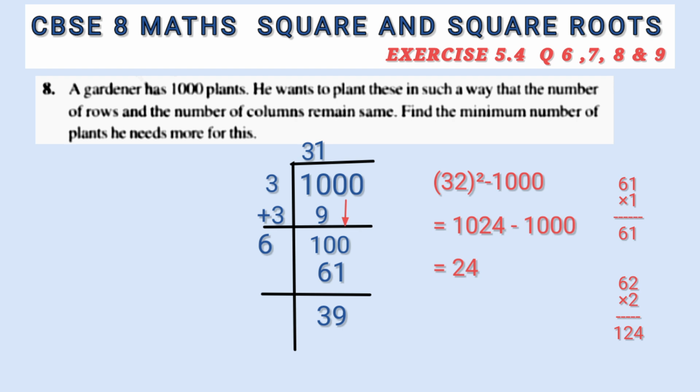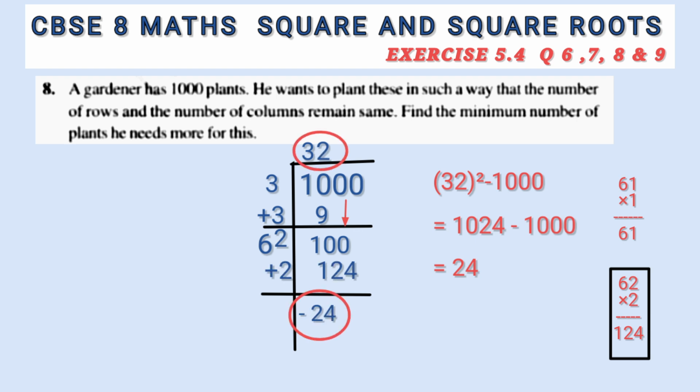The other method of doing this will be, instead of using 61 into 1, we will use 62 into 2. That is 124. Our quotient has become 32, but we have remainder minus 24, which indicates we have to add 24 to 1000 to make it 32 square. The gardener in this case needs 24 more plants.